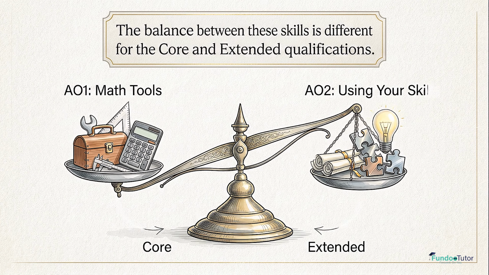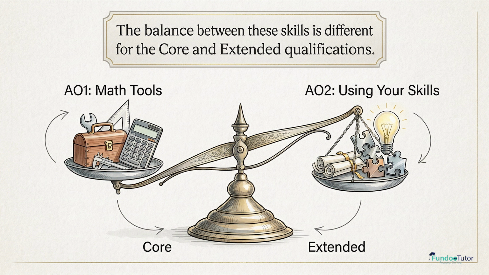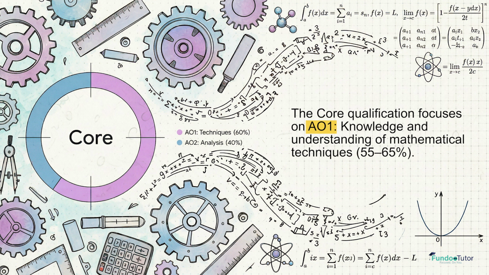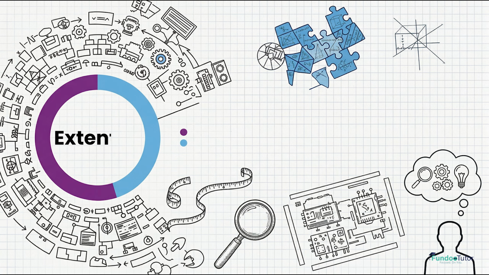Now, this is where it gets really interesting. The balance between AO1 and AO2 isn't the same for core and extended. The focus actually shifts depending on which path you're on. So for the core qualification, you can see the scales are tipped pretty heavily towards AO1. About 60% of your entire grade comes from just knowing your math tools. And that makes total sense, right? The main goal of the core course is to make sure you have a really strong grasp of all the fundamental techniques.